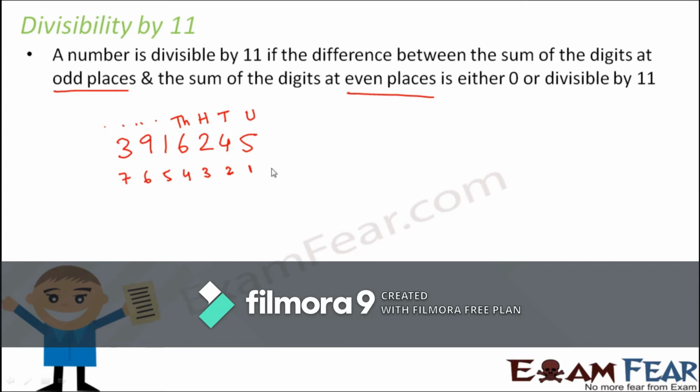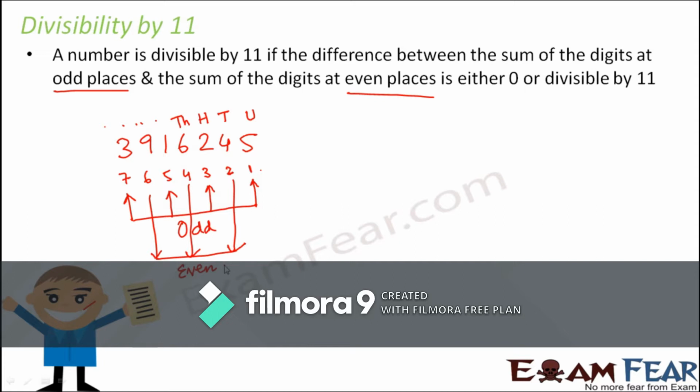Now can you tell me what are the digits which are located at the odd places? Odd places means located at position 1, position 3, position 5, position 7, because 1, 3, 5, 7 are odd numbers. So these positions 1, 3, 5 and 7 are the odd positions. Now what about these positions 2, 4 and 6? These are the even positions.